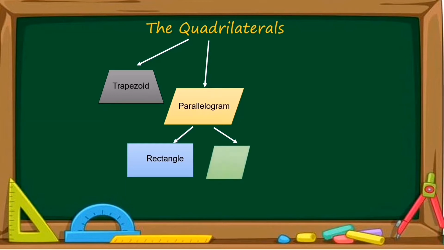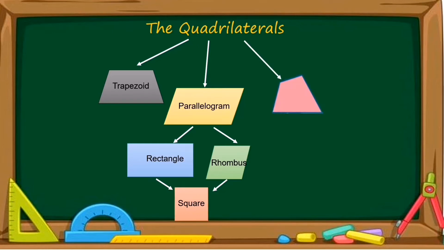Then we have also the rhombus. It is a parallelogram with all sides that are congruent. When we combine the properties of a rectangle and a rhombus, we will produce a square, because a square is both equiangular and equilateral. If the quadrilateral doesn't have the pair of parallel sides, it is named as the trapezium.